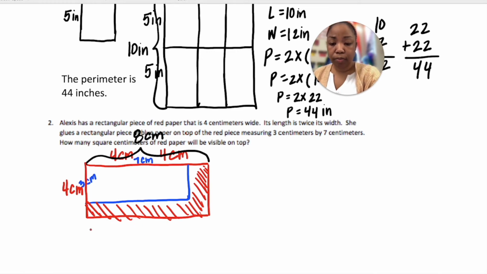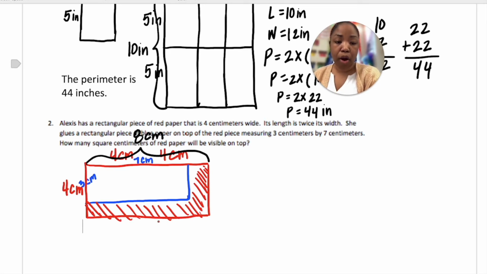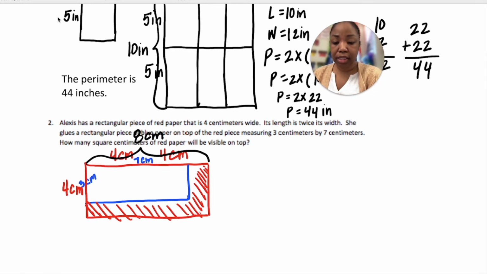Okay, so first, I need to figure out what the red part is. What's the red part total? And then, once I know what the total is, then I would subtract the part that I do know, and then I'll know the part that I don't know. So we know that area is length times width.